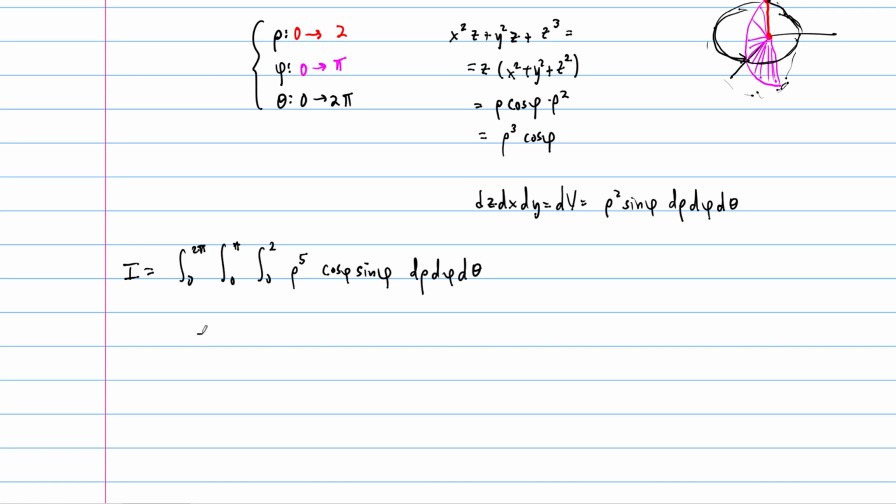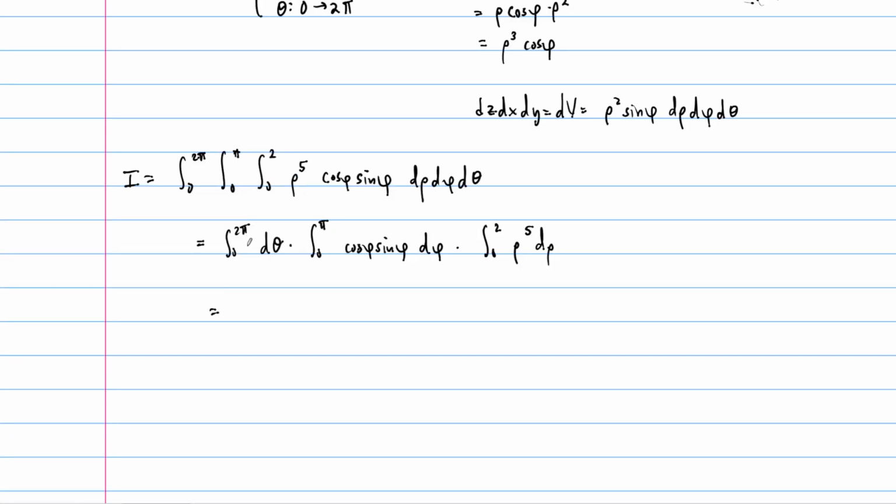This one is separable again, so integral from 0 to 2 pi d theta, times integral from 0 to pi cosine phi sine phi d phi, times integral from 0 to 2 rho to the 5th d rho. And then we just work these out, right? So this one's going to be 2 pi. This one, there's a couple different ways to do it, but we could do this one by u-sub. The derivative of sine is cosine, so let sine equal u. Then cosine phi d phi is du. And then you just have to change the boundaries.